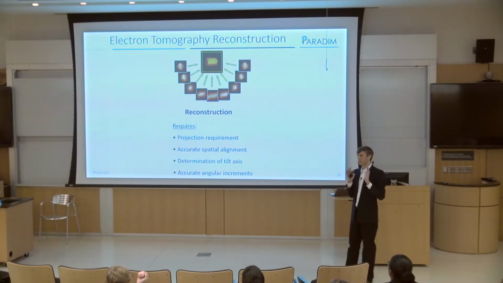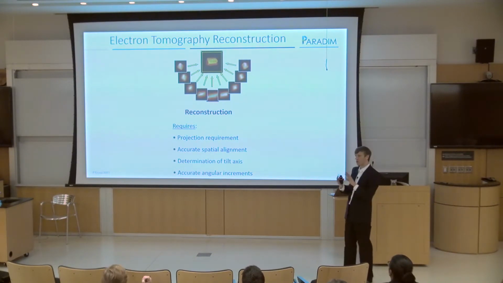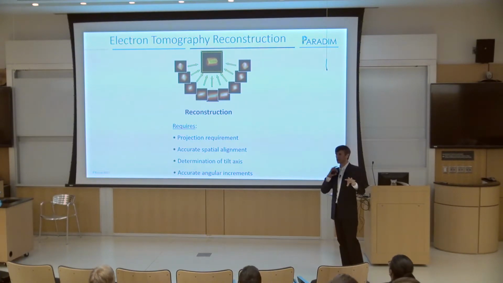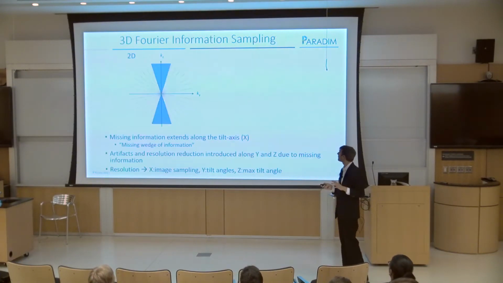Just get images that are projections and do the alignment properly, and you'll get a 3D reconstruction. The computer takes care of that. Okay? But it's good to know what that black box is doing. So you have to fulfill the projection requirement in order for that to work. We have to get accurate spatial alignment. We need a determination of the tilt axis, how the object rotated. And then we need accurate angular increments, because if you're at 5 degrees and it thinks you're at 10 degrees, that's not going to work at all.